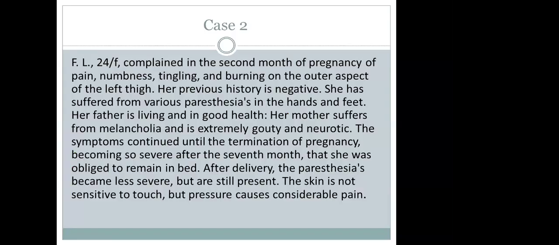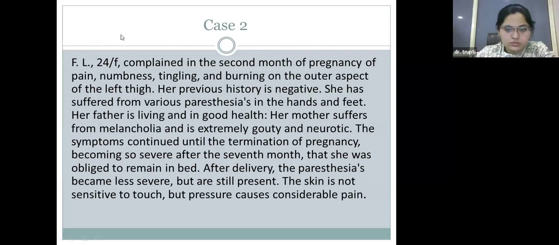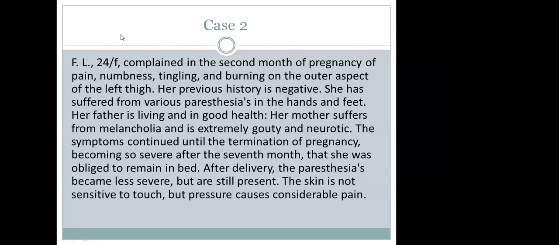So basically, you're getting a dual compression. You're getting a compression at L3, and you're getting a compression in the groin or around the ASIS. So that's why this person is getting these symptoms. Okay.